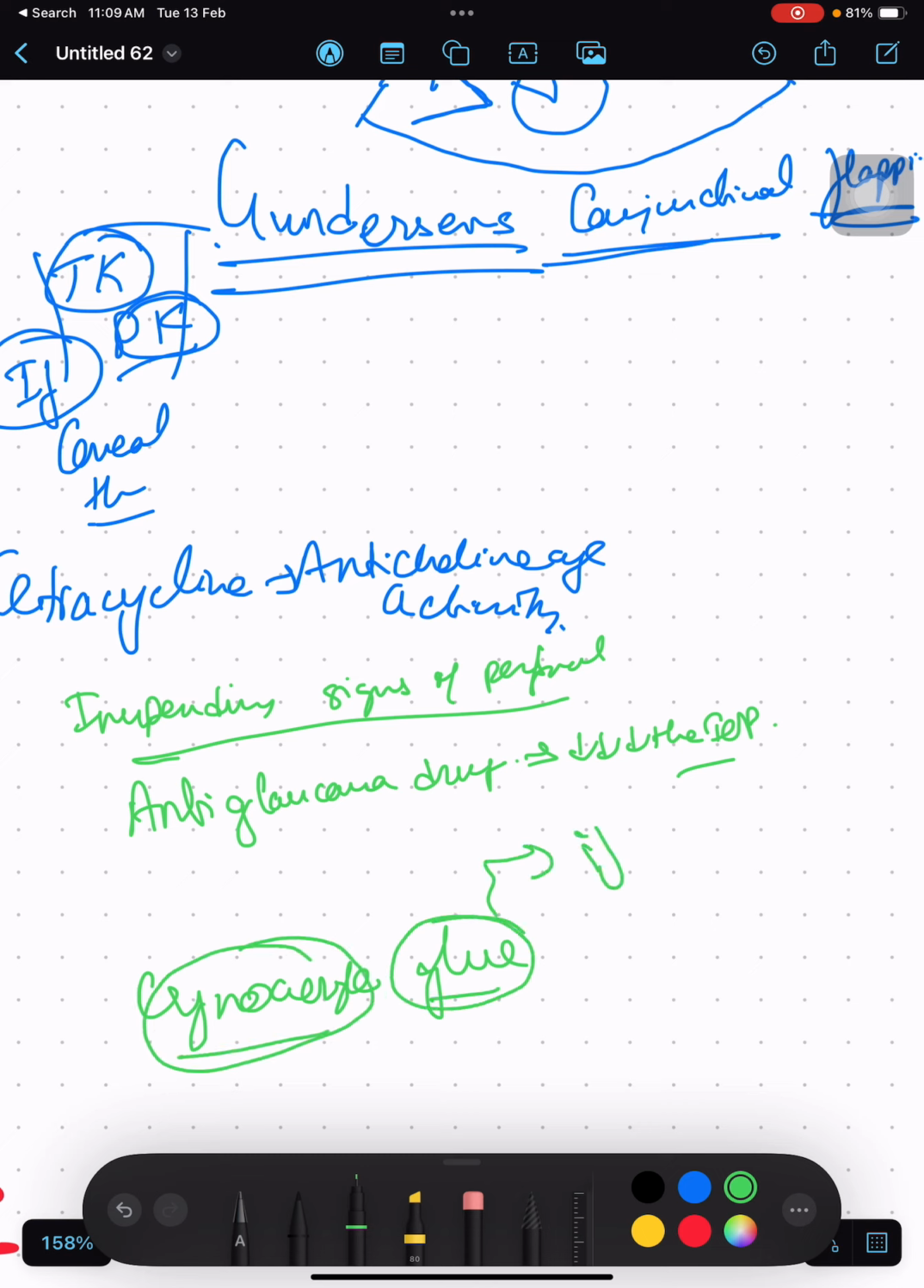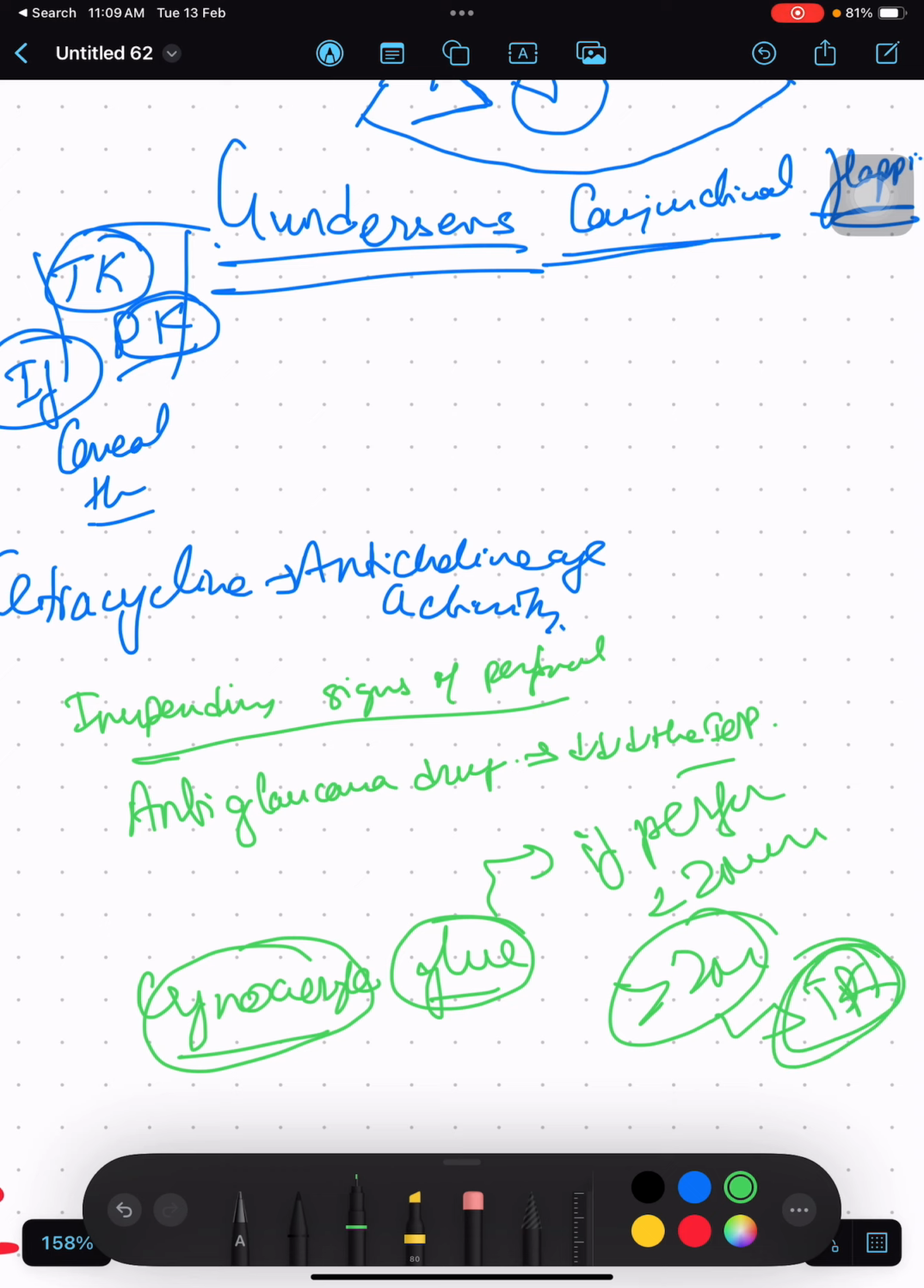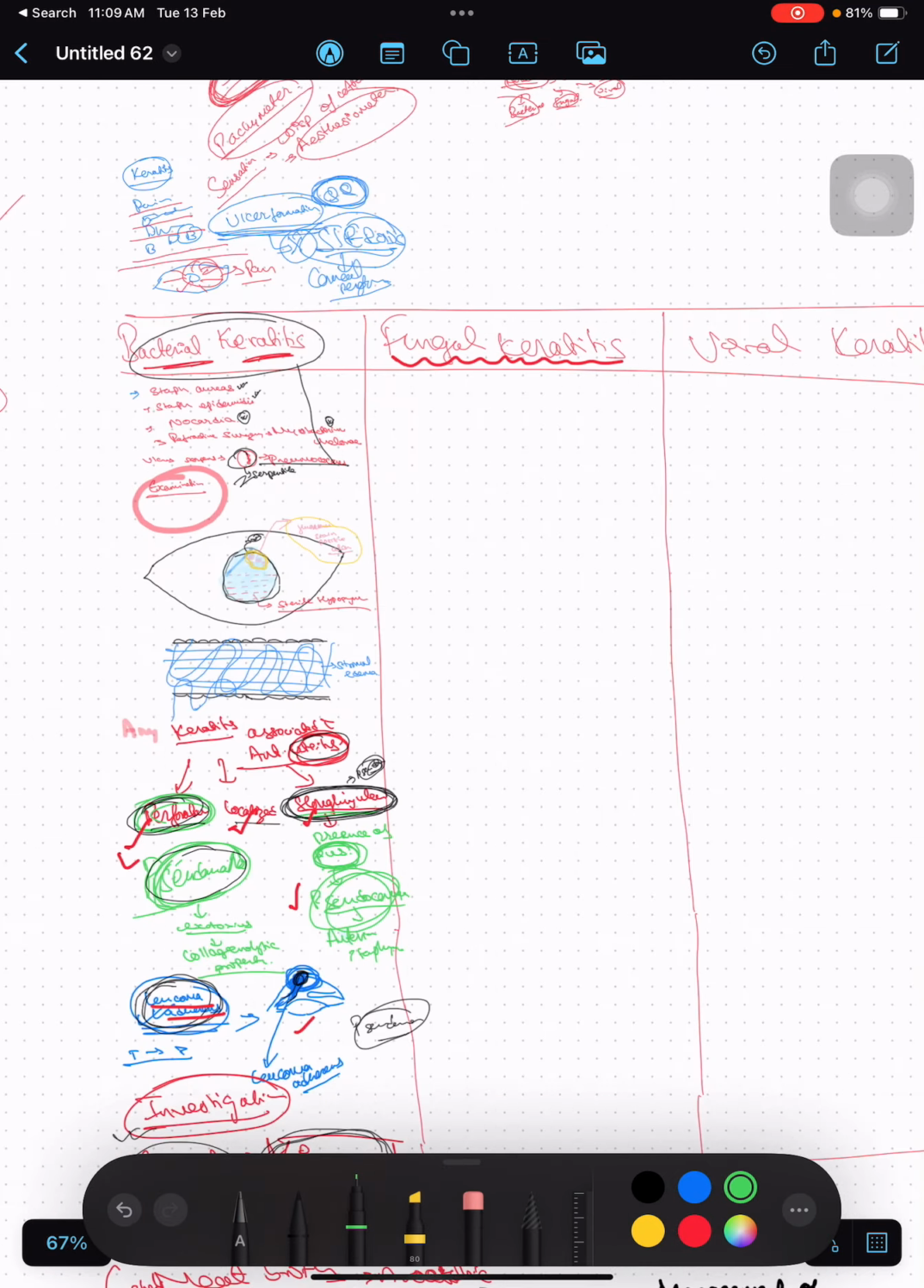Why use cyanoacrylate glue? If perforation is less than 2 mm. But if it is more than 2 mm, you have to go for therapeutic keratoplasty. And on therapeutic keratoplasty, you have a long class. Okay, I'll be taking that, don't worry. So I think we are clear till here.